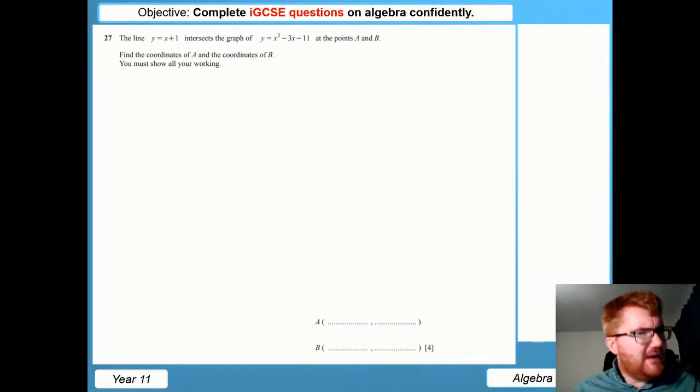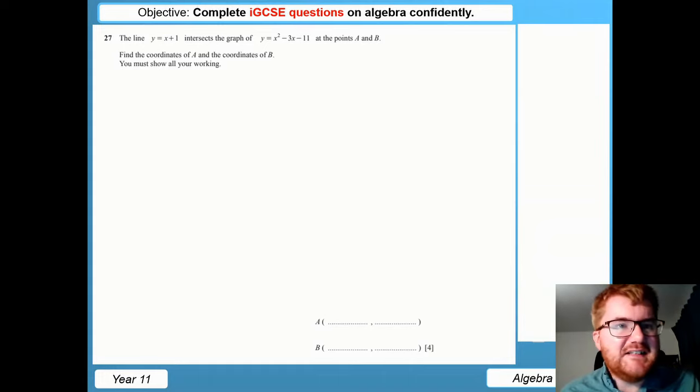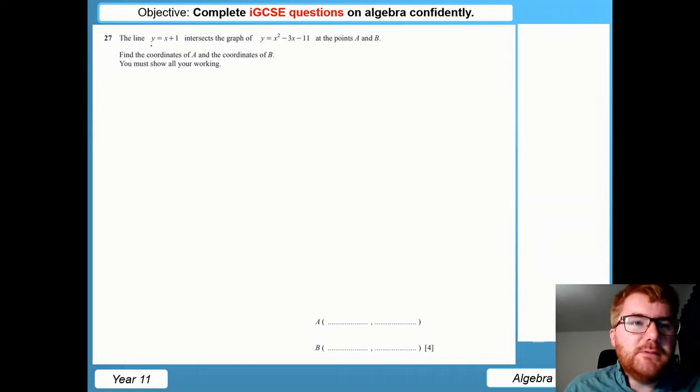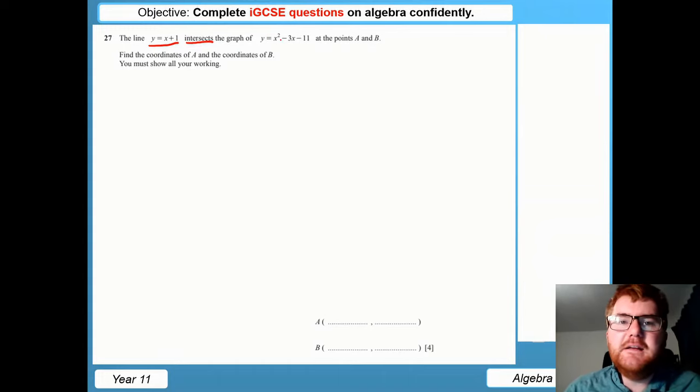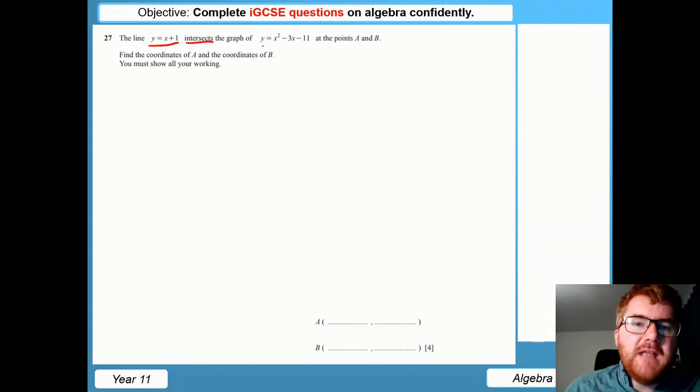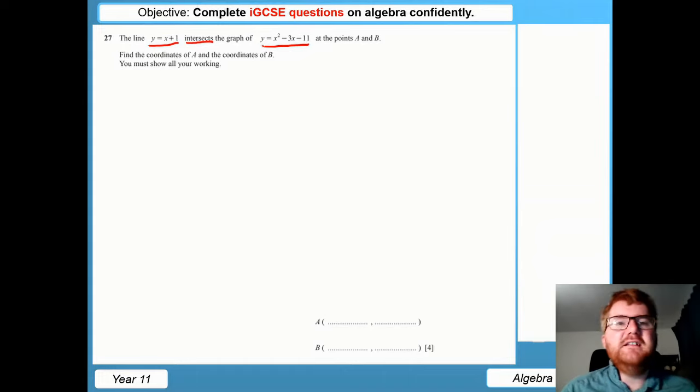So, got a tricky question to start out with. I had a few requests for quadratic simultaneous equations, which this essentially is. So the line y equals x plus 1, so I'm going to underline this, intersects, really important word here, the graph of y equals x squared minus 3x minus 11 at points A and B, and we need to find the coordinates of those points.